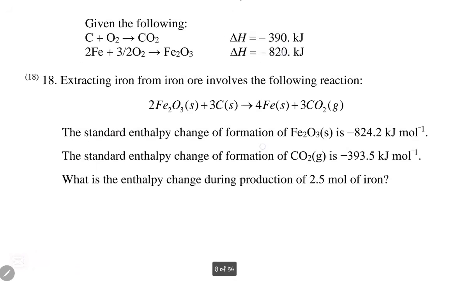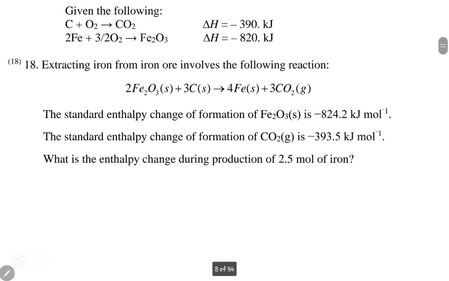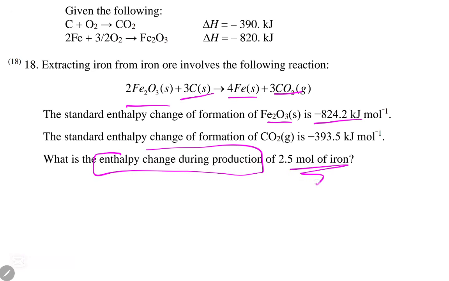What does it say? Extracting iron from iron ore involves the following reaction. 2Fe2O3 solid plus 3 carbon solid will give me 4Fe solid plus 3O2. The standard enthalpy formation of this is this. Okay, so what do they want? What is the enthalpy change during the production of 2.5 moles of iron? Very simply, 4 iron gives me a certain amount of enthalpy change, and then I'll be able to find the enthalpy change during 2.5 moles of iron.